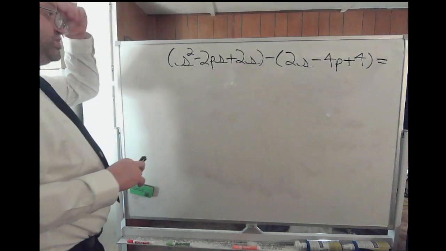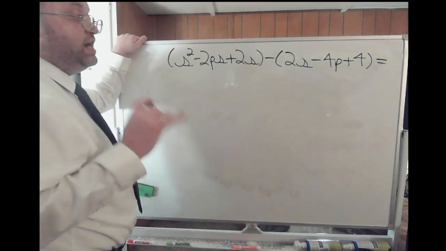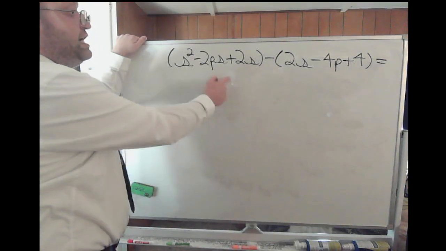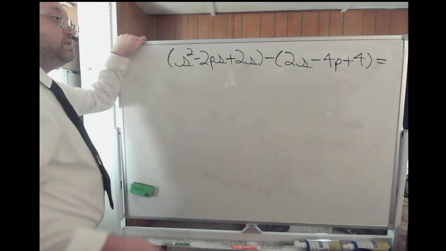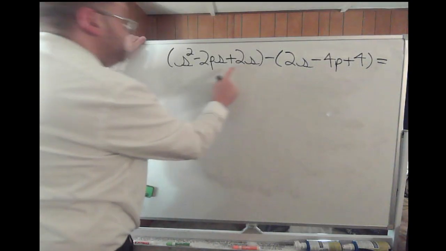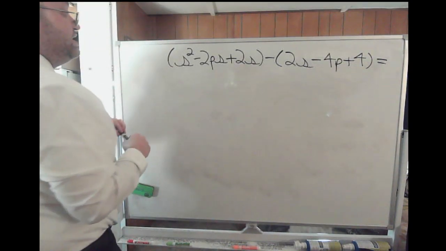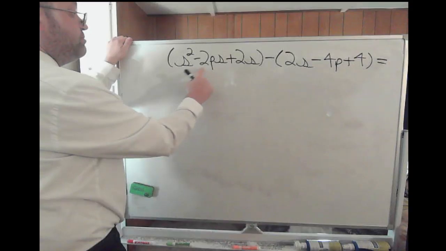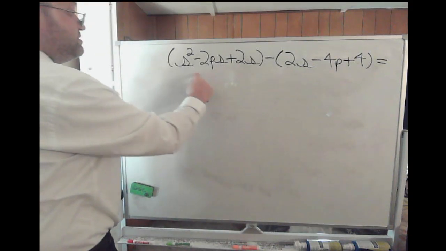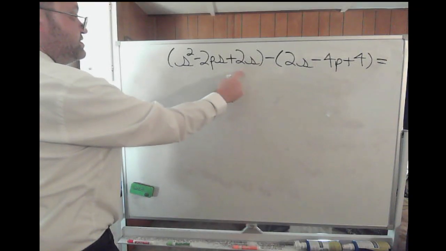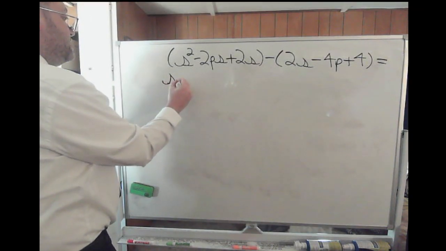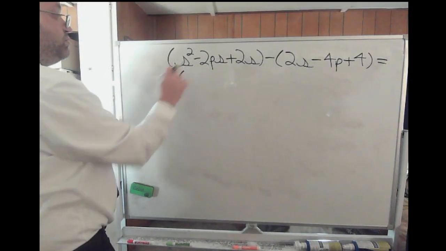When you have a situation like this and you're trying to factor, but you have no common terms whatsoever to start with, take each term, factor each term individually. So your first term, you have s squared minus 2ps plus 2s. What's common to these three terms inside the first part of the expression? There's a common s, right?